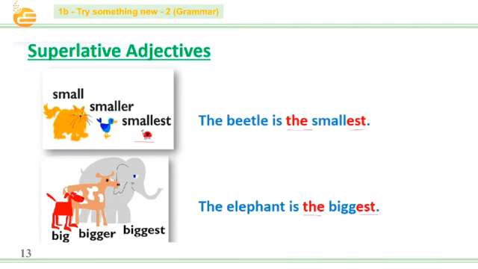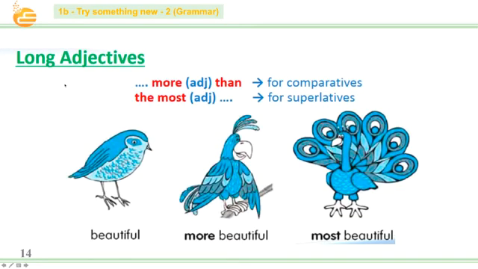The biggest. So, the cow is bigger than the dog, but the elephant is the biggest of them all. Okay? Of them all. Got it? Okay. Long adjective. Now we are talking about long adjective. Before we were talking about short adjective. Fast, small. Short adjective means one syllable.